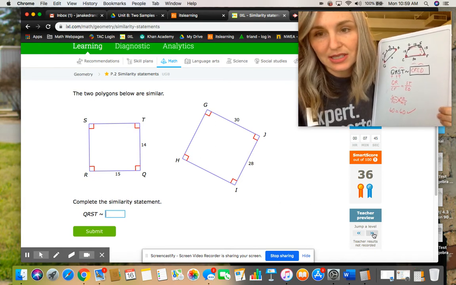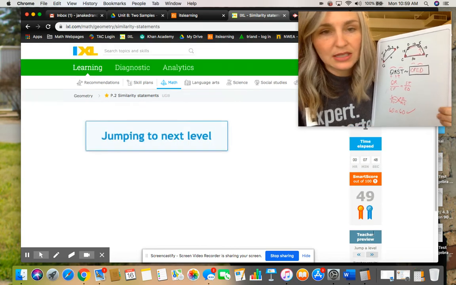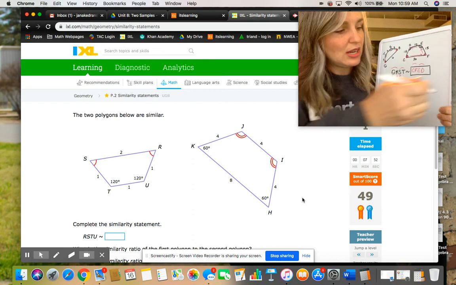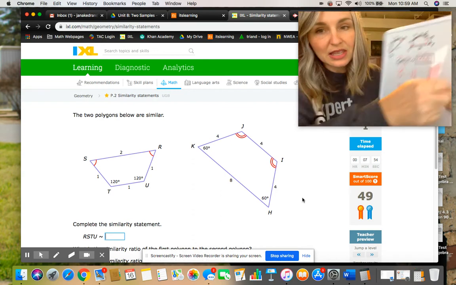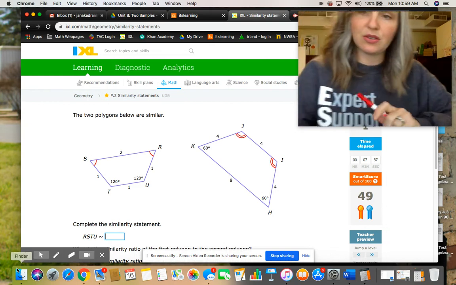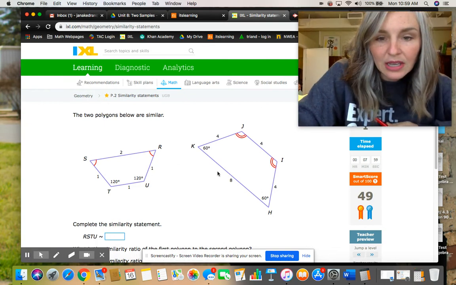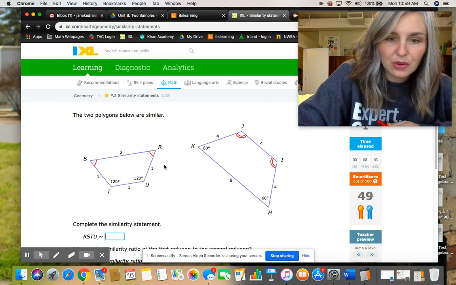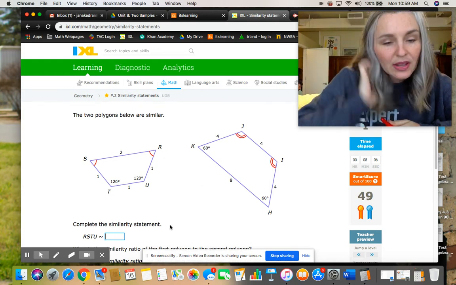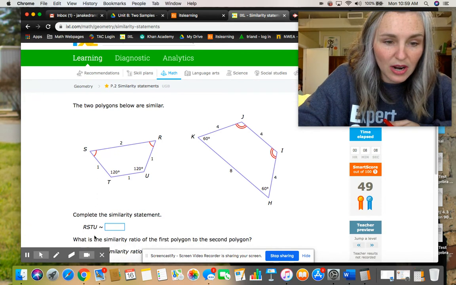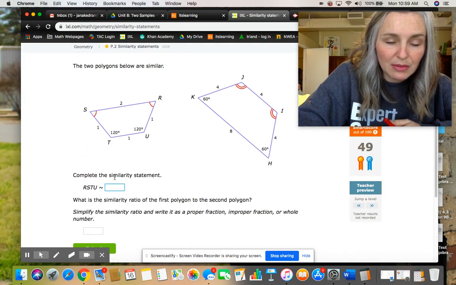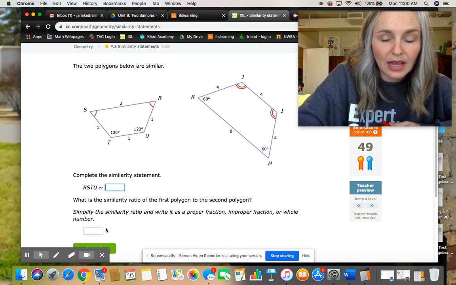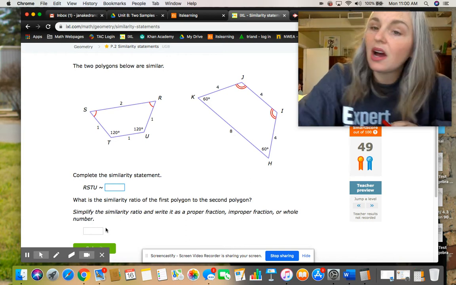So you can see this is the same thing, and then it jumps a level. And now we've got a little bit of a change here because when I'm looking at this particular one, and I'm going to see if I can do it on the screen, they're telling me 60 and 60 are my base angles, 120 and 120 are those angles, and it wants to know what is RSTU, a similarity statement of, and then it also wants me to give the ratio. And I might not be able to finish that in this video, but I will finish in the next if I don't.